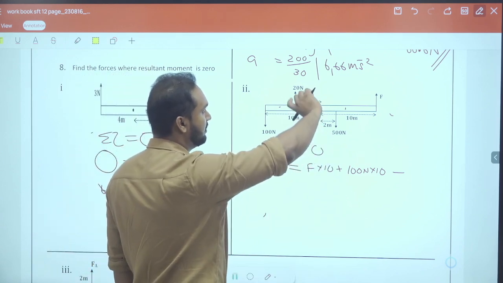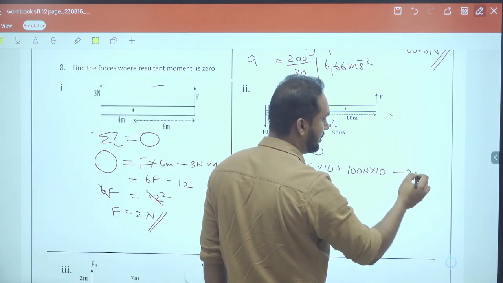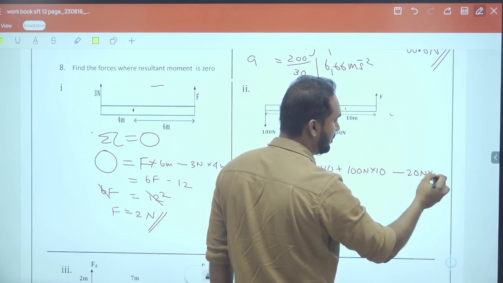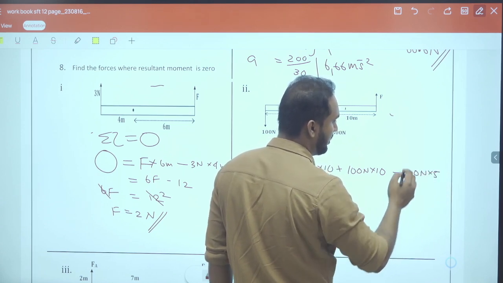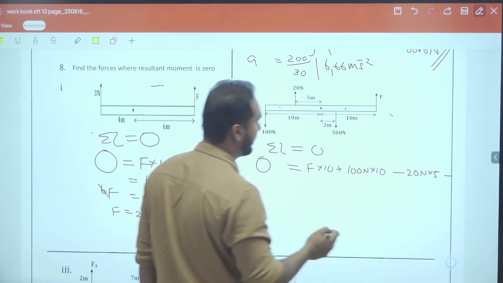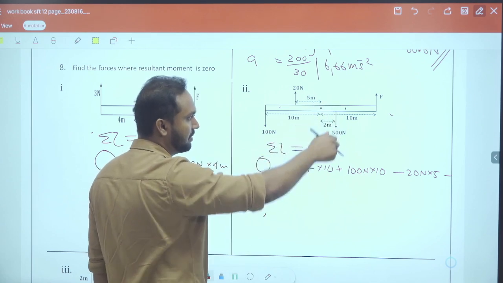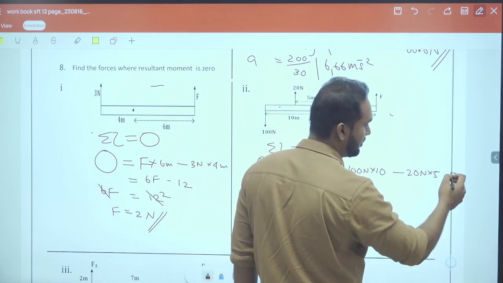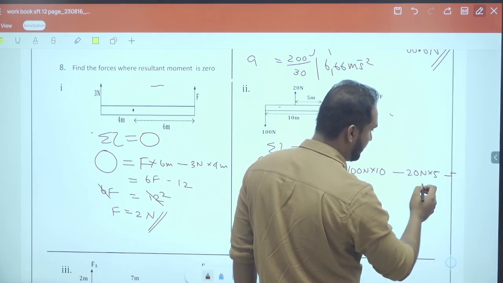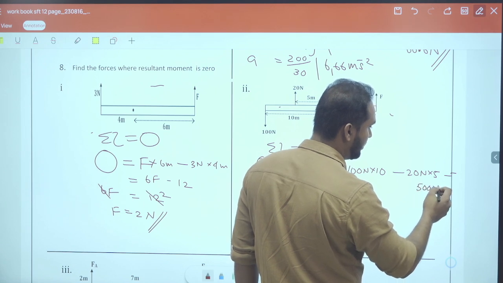So this is 5 meters, 20 newtons. 20 Newton into 5, and put a minus again, and this one 500 at 2 meters. I don't have enough space, right? I'm going to write this down. 500 into 2.